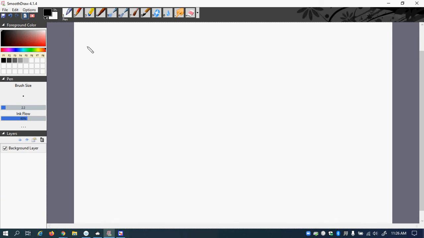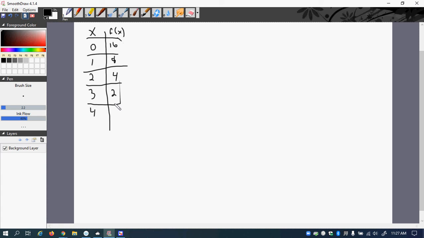Let's go ahead and write out the table. So I'm going to make a table here, and this is x and f of x. And then we start 0 to 4, so 0, 1, 2, 3, 4. Okay. And so we have 16 for 0. So 16, 8, 4, 2, and 1.